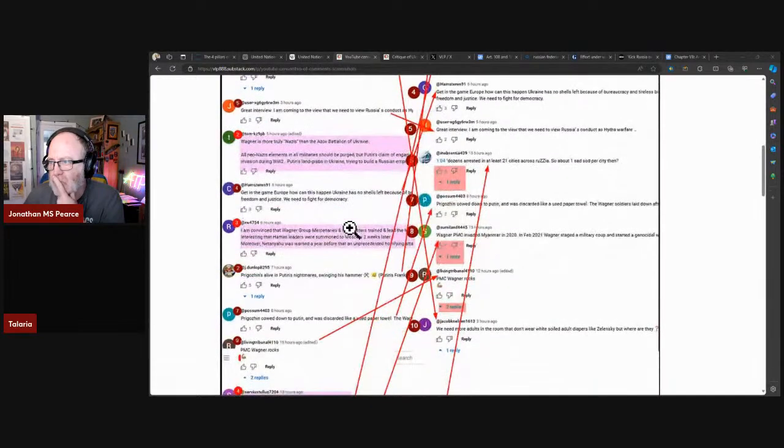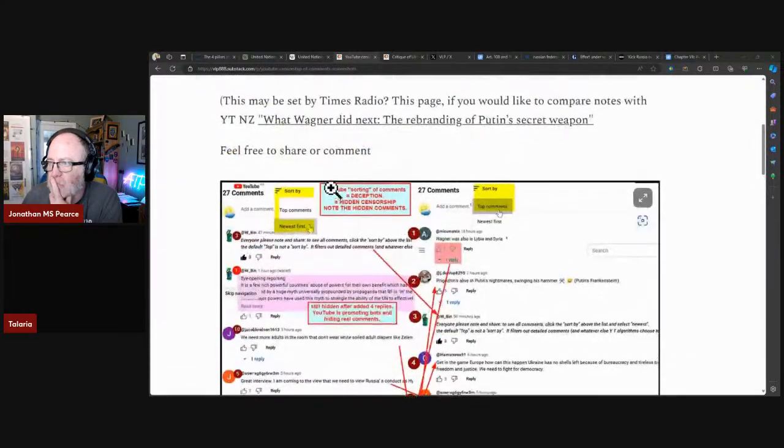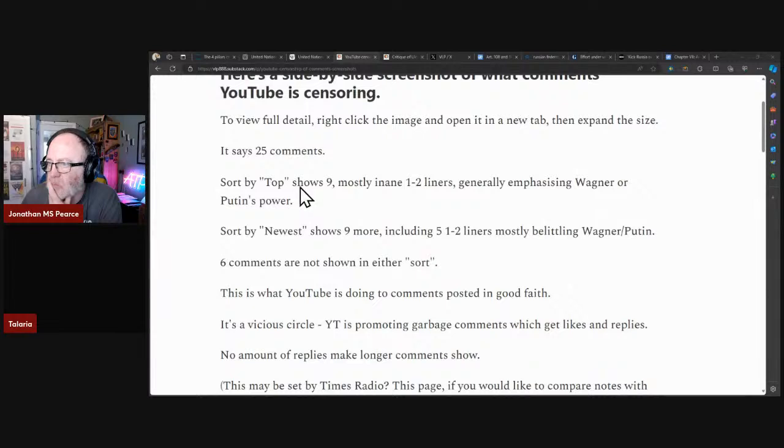It's simpler than that. The statistics are actually at the top of that page. They're the same everywhere. But if you scroll up to my text at the top above there, that's it. Okay. So the default is sort by top, so everybody who looks at the comments only sees that one. And here it says 25 comments. The top shows only 9.